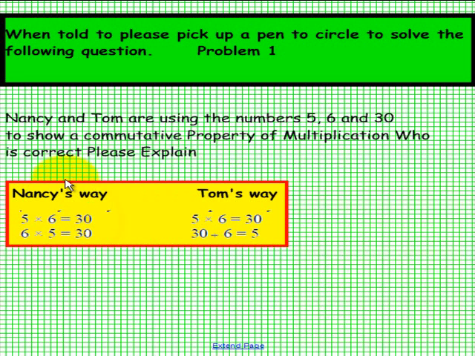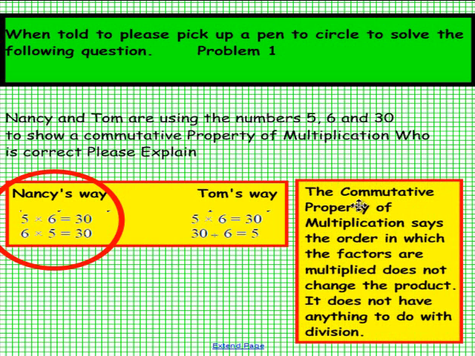Okay, let's look at Nancy. Nancy is correct. And why is she correct? Well, the reason is the commutative property of multiplication says the order in which the factors are multiplied does not change the product. It does not have anything to do with the division. So, whether it be 5 times 6 or 6 times 5, there's no change. However, over here you'll notice that Tom has 30 divided by 6. So Nancy's is the correct answer.